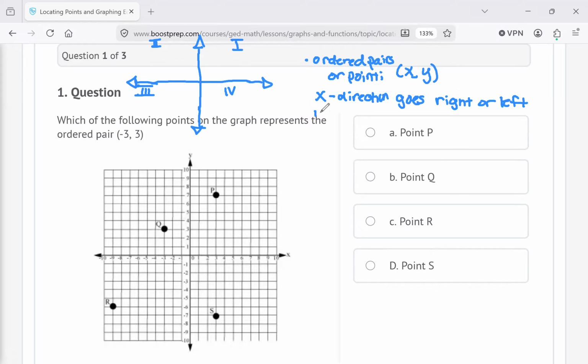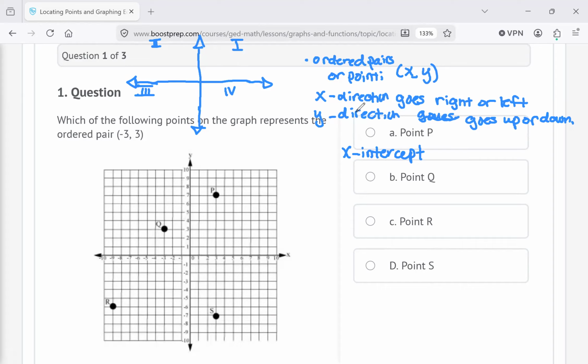This is really helpful when you're plotting points, because you'd be surprised how many people forget how to plot points. So the y direction goes up or down. I can't spell. Okay. So x direction goes right or left, y direction goes up or down. And then you also have what's called x-intercepts and y-intercepts.